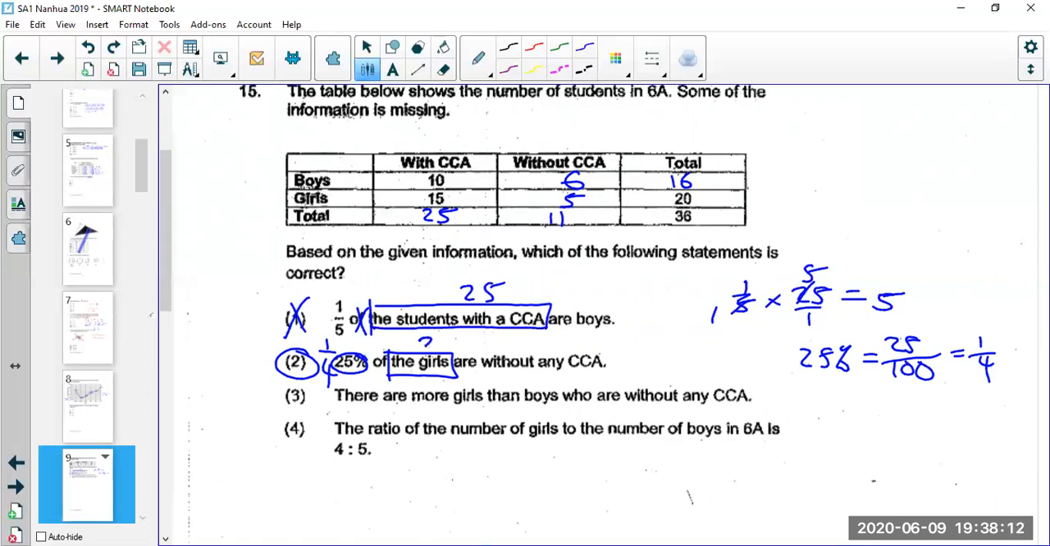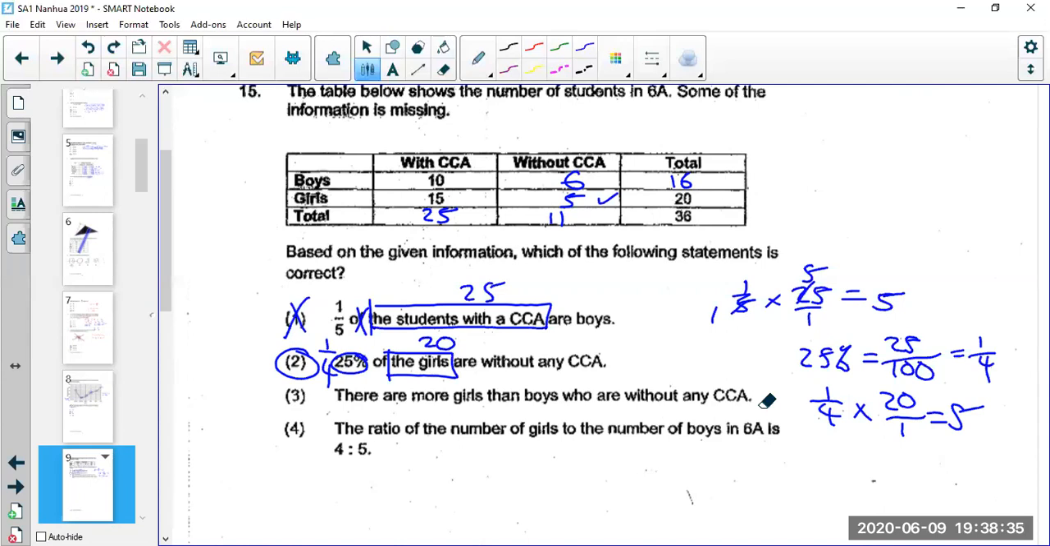20 girls. So 1/4 of 20. What is 1/4 of times 20? So that'll be 5 girls, right? So is it 5 girls have no CCA? So you check. 5 girls without CCA? Yeah, correct. 5 girls without CCA. So number 2 is correct.